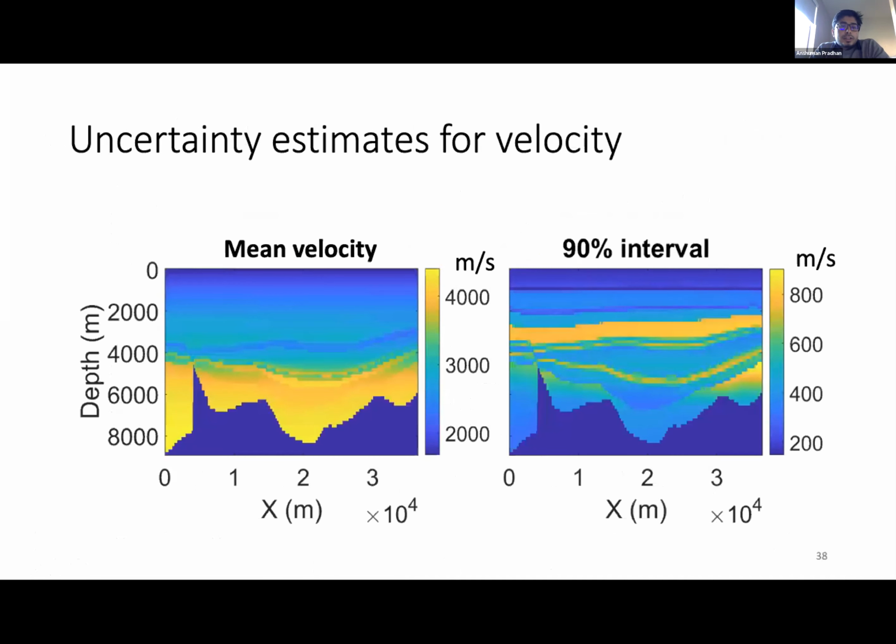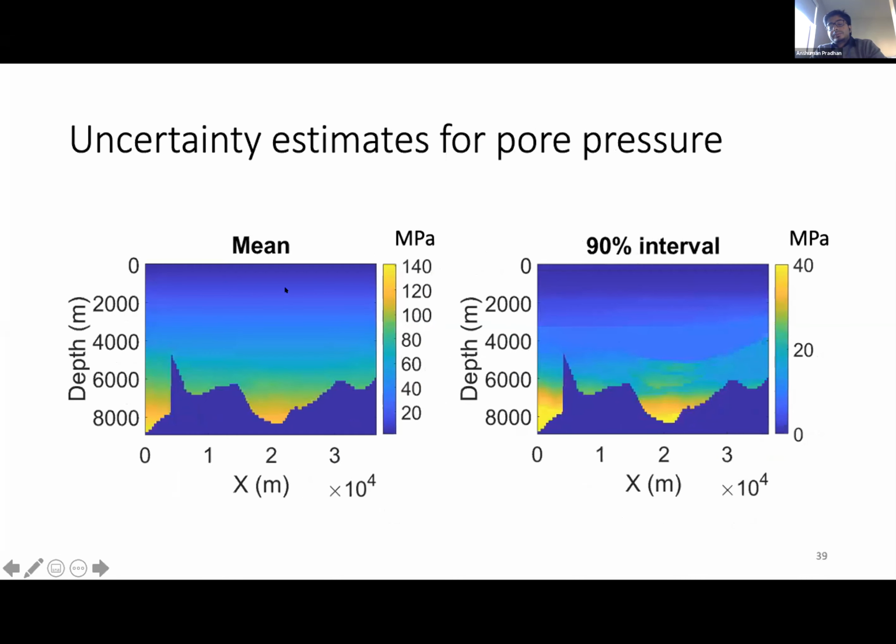And finally, we can also get the spatial uncertainty estimates for some of our properties. For example, for velocity, we can estimate the mean velocity and then the 90% interval. Similarly for the pore pressure.